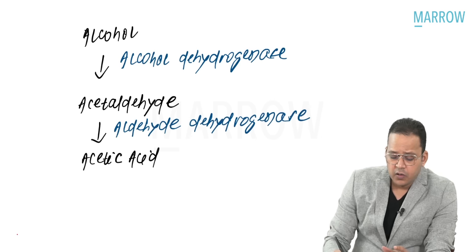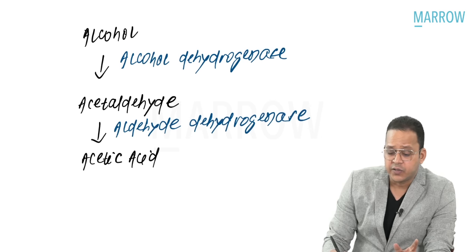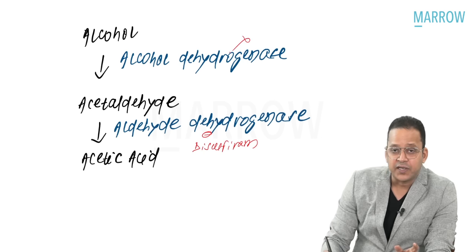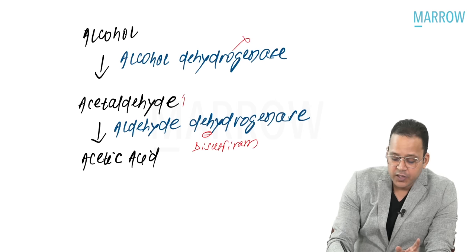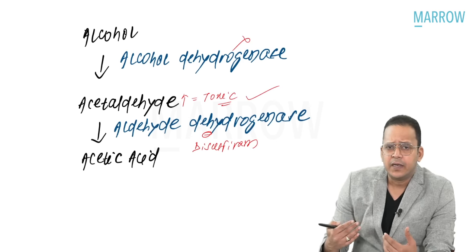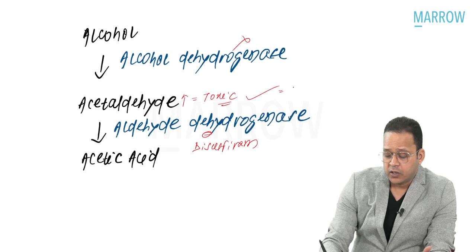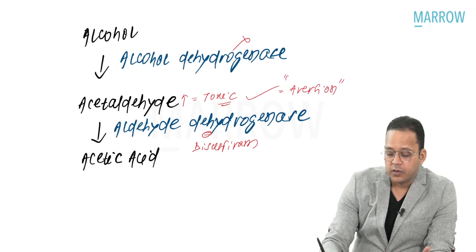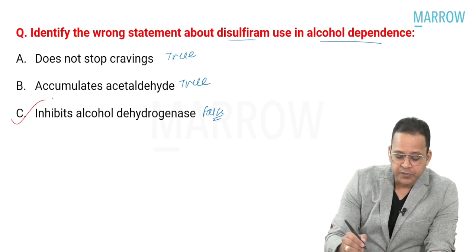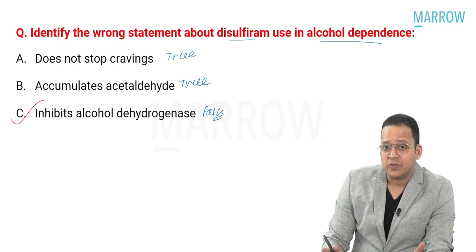The reason being, alcohol is metabolized into acetaldehyde by alcohol dehydrogenase. Acetaldehyde is metabolized into acetic acid by aldehyde dehydrogenase. And the second enzyme is what is blocked by disulfiram and not the first enzyme. That is the reason why that option was false. And because of this, there is accumulation of acetaldehyde that is toxic, and it causes a wide range of symptoms from palpitation, tremor, dyspnea, chest tightness, sweating, diaphoresis or excessive sweating. And that is why it causes aversion to alcohol. It does not decrease craving. So you can see here why the answer is option C. It inhibits alcohol dehydrogenase is the false option. This is the answer. Now, is this a difficult one? No, it's an easy one, guys, right?